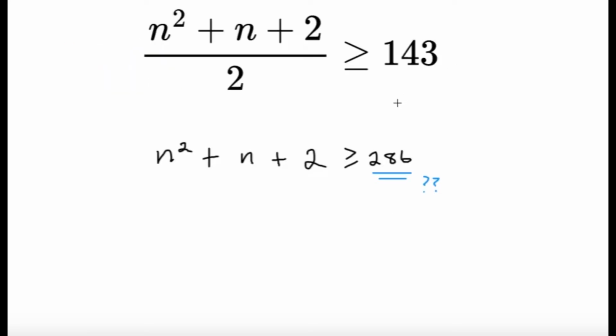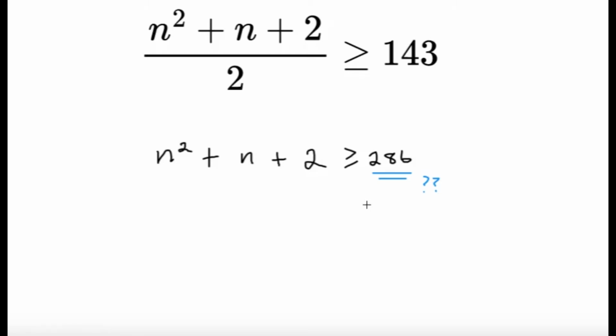So let's try to do that. And let's just multiply both sides by 2 to clear the denominator. So I'll have n squared plus n plus 2 is greater than or equal to 286. Now this is a quadratic inequality. We can use factoring. We can try to factor. We can use the quadratic formula to get the roots.